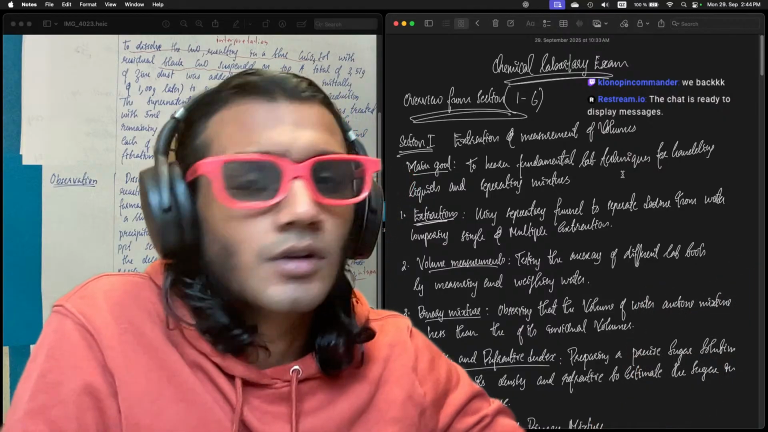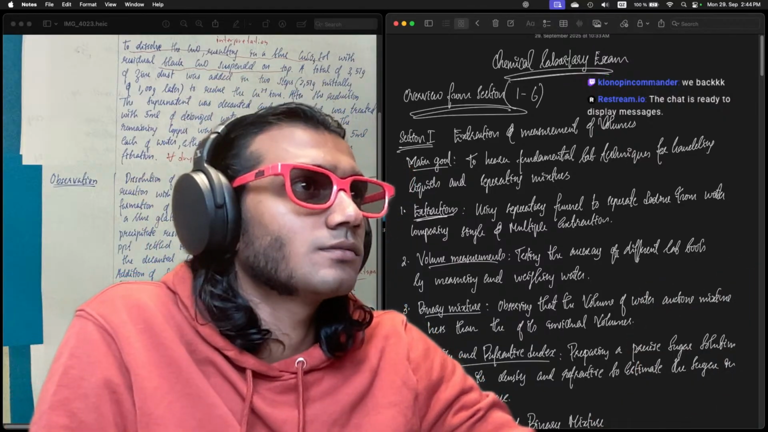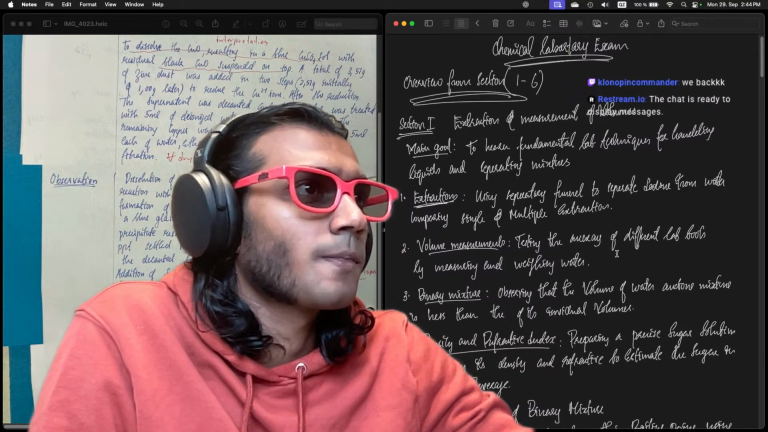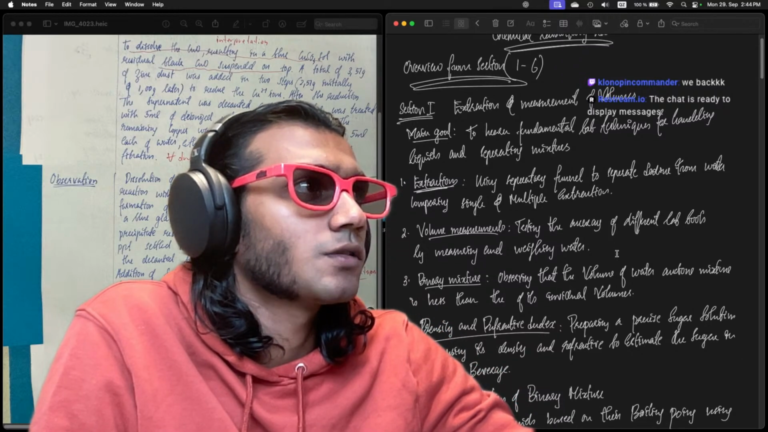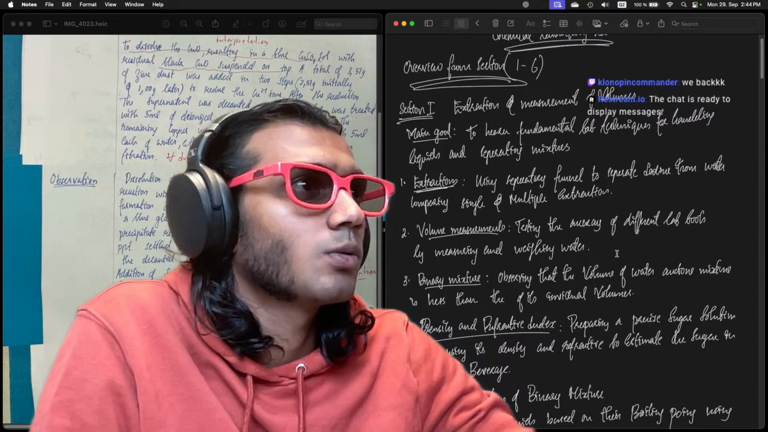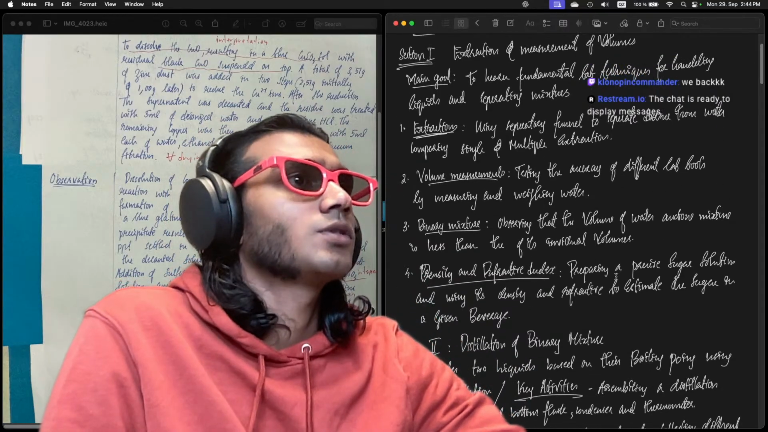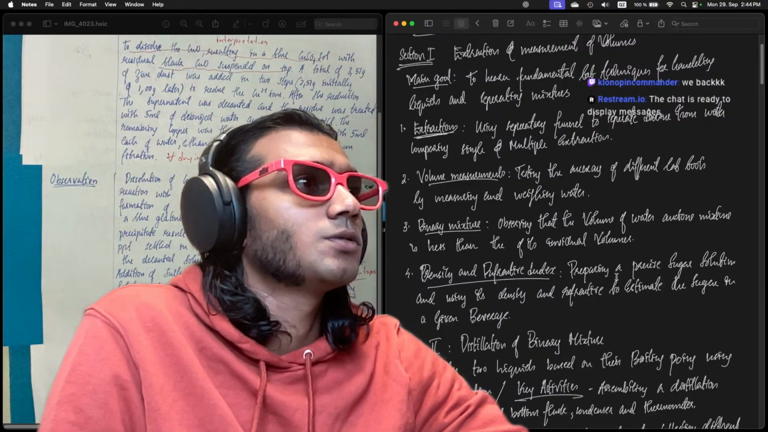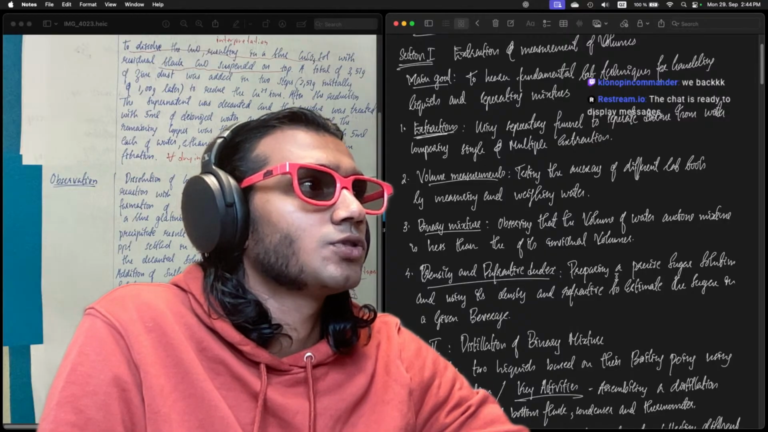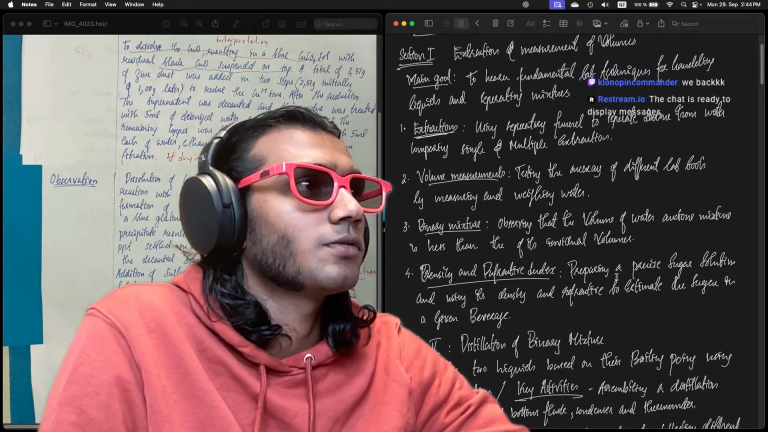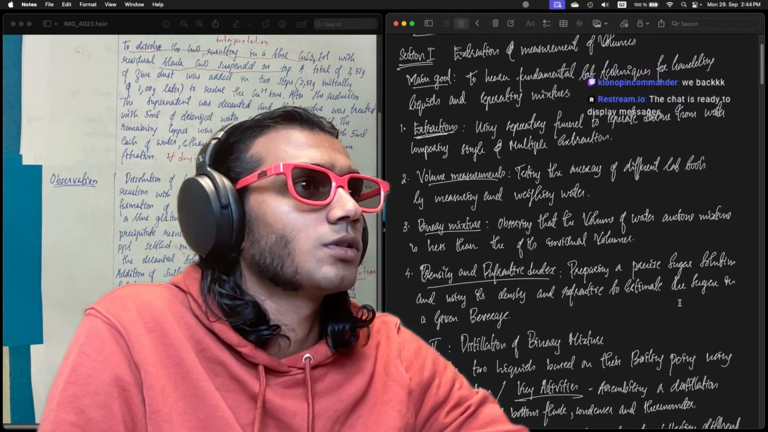Volume measurement: testing the accuracy of different lab tools by measuring and weighing water, observing that the volume of a water-acetone mixture is less than the sum of its individual volumes. Preparing a precise sugar solution, using its density and refractive index to estimate the sugar in a given beverage.